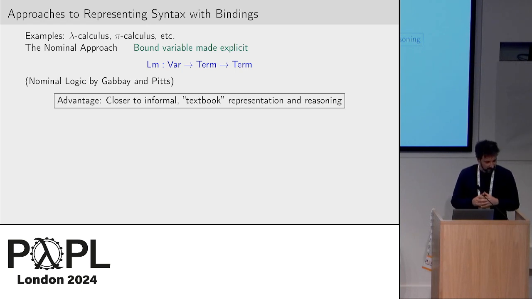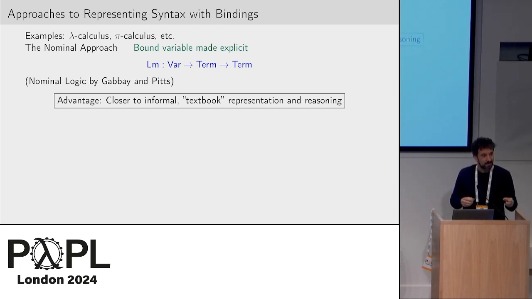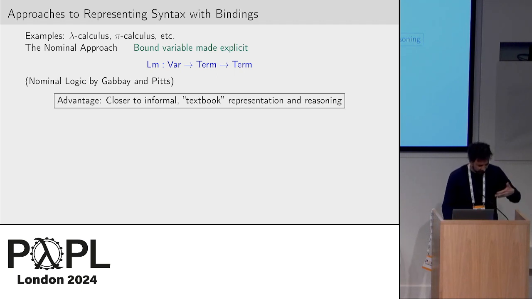A brief parenthesis here. I'm going to focus on the nominal approach, and one of the things that I like about this approach is that it does not start by encoding away, by correcting the informal definitions, but rather goes along with these informal definitions and tries to make sense of them. So we have the lambda constructor is an actual operator that takes explicitly a variable and a term and returns the abstracted term. And a prominent variant of the nominal approach is nominal logic by Gabbay and Pitts.